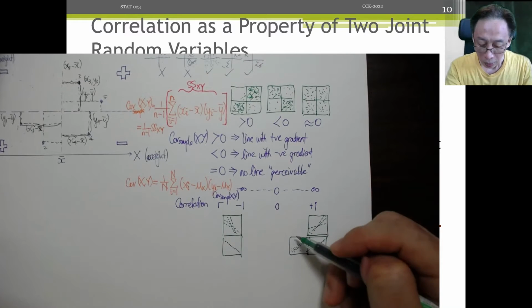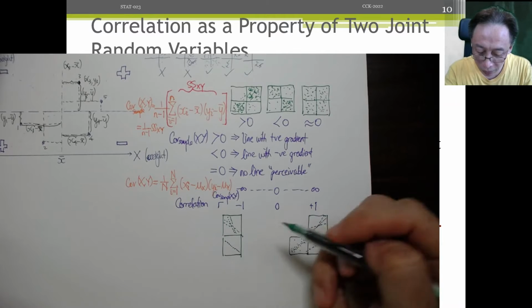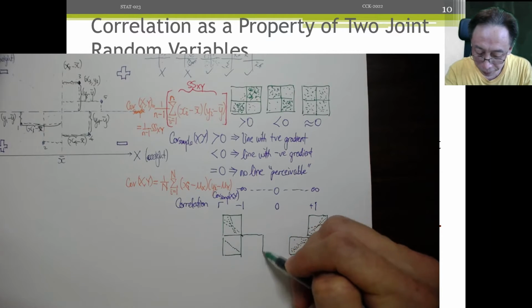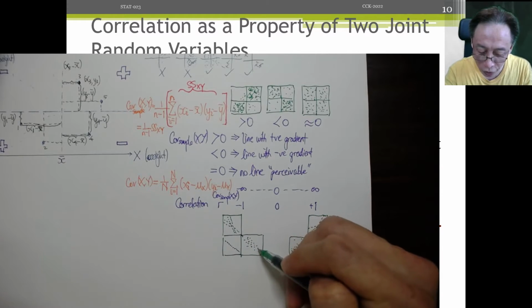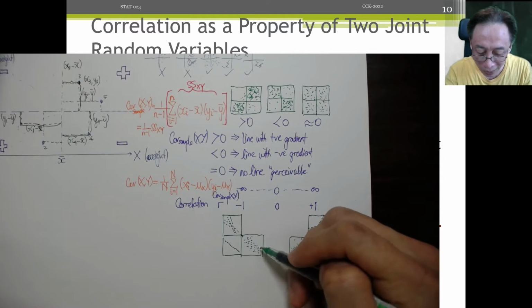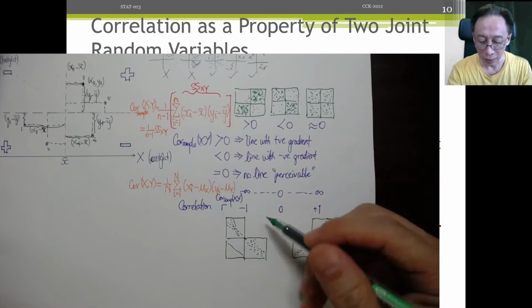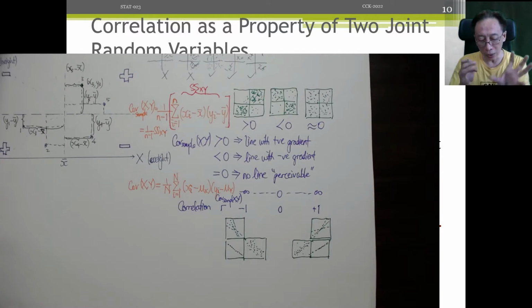So the more dispersed the data, the hairier we get, although the general orientation still follows the sign of R, right? Like if it is negative 0.6, then it has a negative gradient, but the points are a bit fatter, hairier, less well-defined.